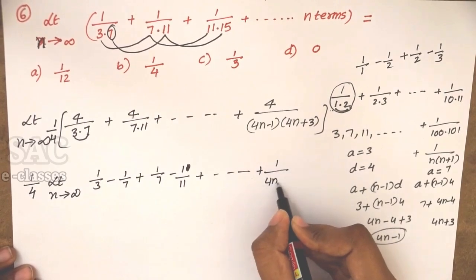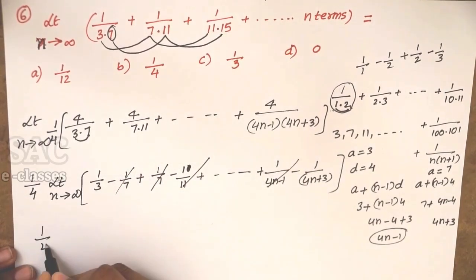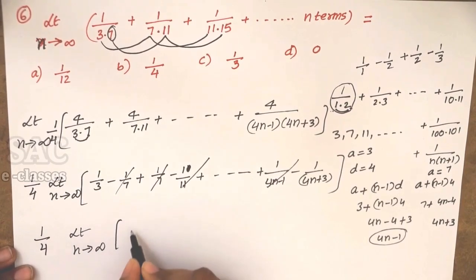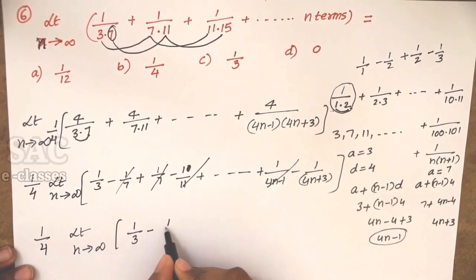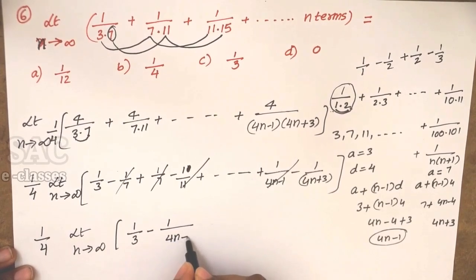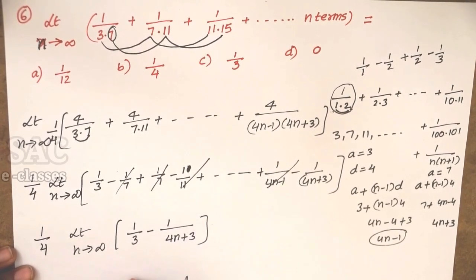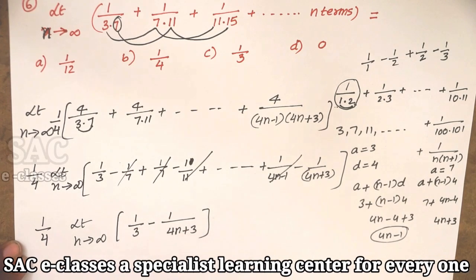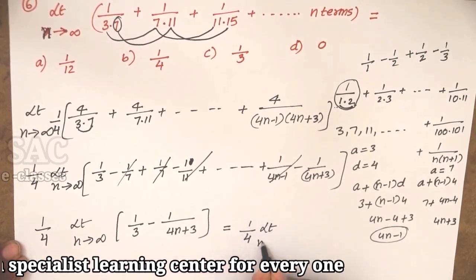At last, limit n tends to infinity. What is left over? Let us see. 1 by 3 minus 1 by 4n plus 3. Now if I write like this, 1 by infinity, you will get 0. 1 by 4 into limit n tends to infinity, 1 by 3 minus 1 by 4n plus 3. So what we are going to do is 1 by 4 into, let's simplify it.